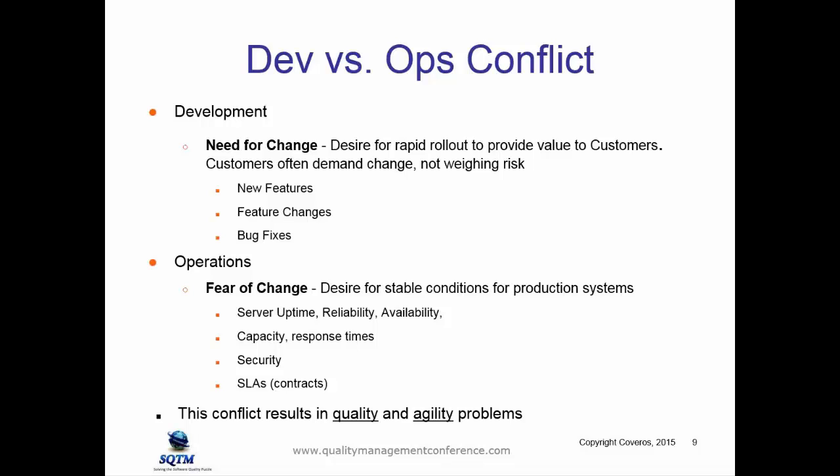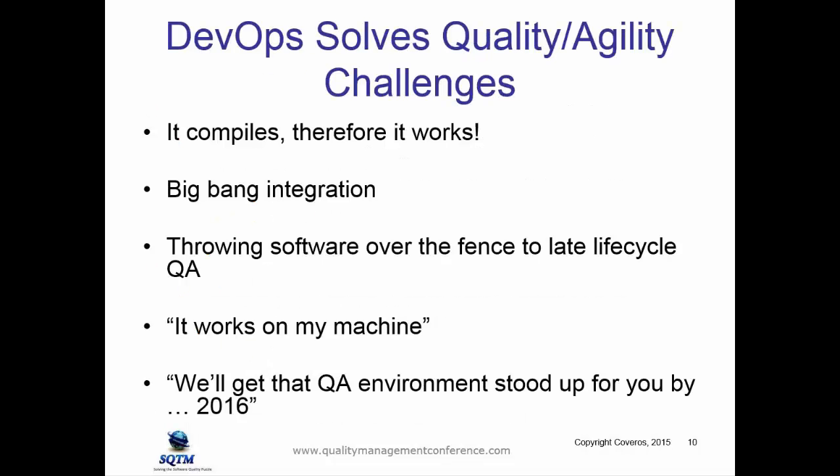We don't want things to change in a way that's going to potentially impact some of the stability of what we have in production. This push and pull between development and ops causes all sorts of conflicts. It causes quality problems. It causes agility problems. And those things are things that DevOps is trying to figure out how to address. So what are some of these challenges that we see?